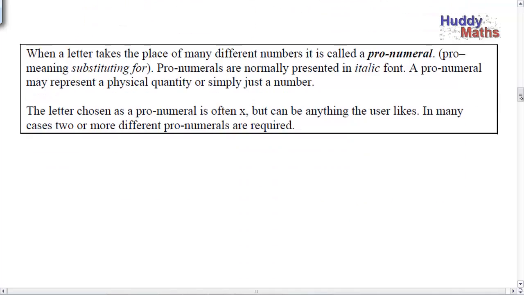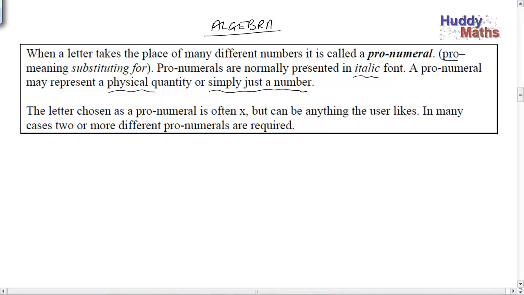So come down now, and let's have a look. So here's the first bit of that. I want you to get your notebook out and title it Algebra. More notes on algebra. And what I want you to do is to copy this down. So pause the presentation and have a go there. When a letter takes the place of many different numbers, it's called a pronumeral. Pro meaning standing for. Pronumerals are normally presented in italic font, okay, to show that they are standing for numbers. A pronumeral may represent a physical quantity or simply just a number.